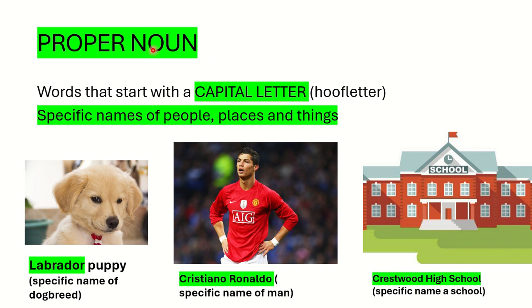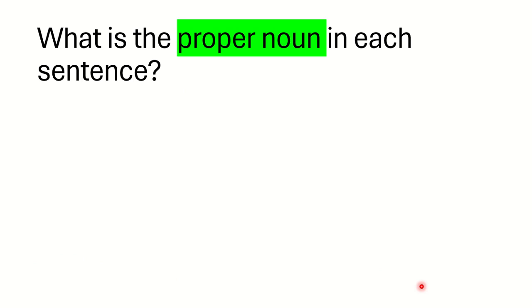But if we were to give it a name specifically for that school, it could be Crestwood High School. And you'll see that they are written in capital letters because it refers to a specific school. Let us now test our knowledge of proper nouns. What is the proper noun in each sentence?